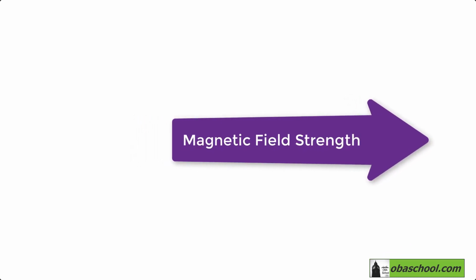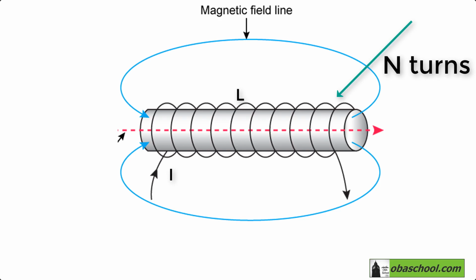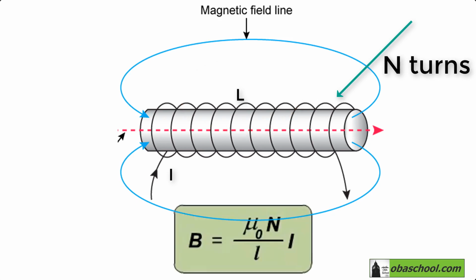Now let's find the size of the magnetic field strength inside the solenoid. Consider a solenoid that has n turns and its length is denoted by L. So the equation of the magnetic field strength is going to be equal to mu0 n multiplied by the current passing through it over its length L.